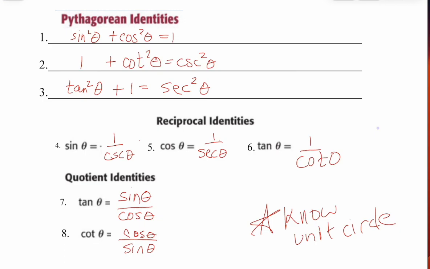Sine squared plus cosine squared equals 1. 1 plus cotangent squared equals cosecant squared. Tangent squared plus 1 equals secant squared. Know your reciprocal identities, that the sine is 1 over the cosecant, the cosine is 1 over the secant, the tangent is 1 over the cotangent. Know your quotient identities, that the tangent is sine over cosine, the cotangent is cosine over sine.